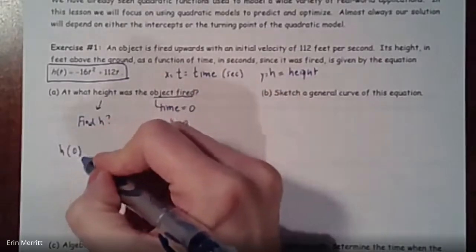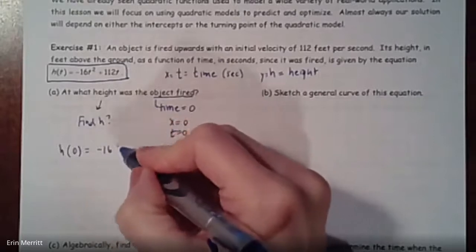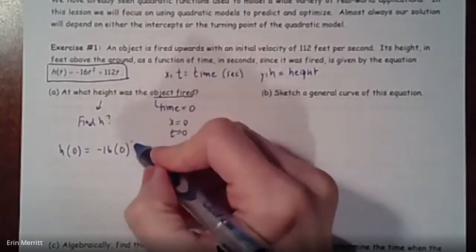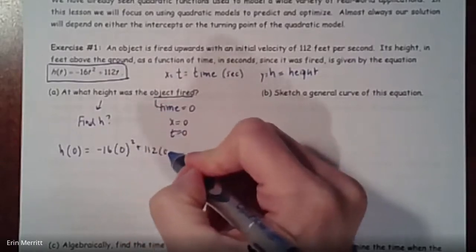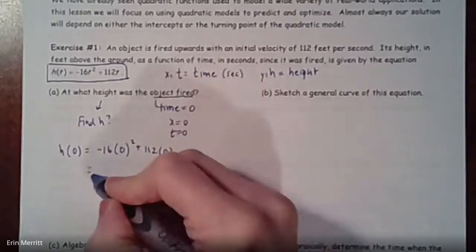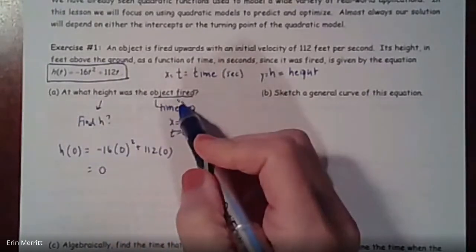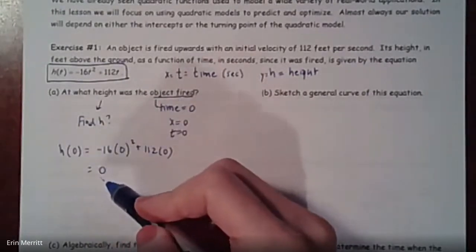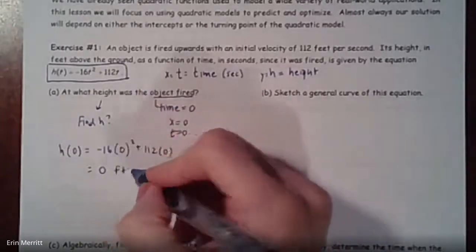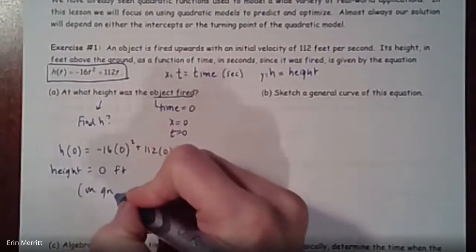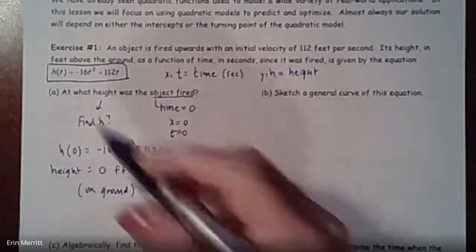So if we do h of 0 equals negative 16 times 0 squared, and then plus 112 times 0. You guys don't need a calculator. You can see that that's going to go right to 0. So when the object is fired, it's starting on the ground is basically what you're seeing here, because the height is 0 feet. And so that's how you'd actually interpret that.